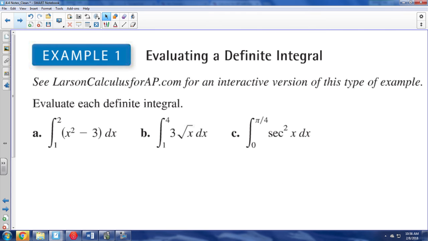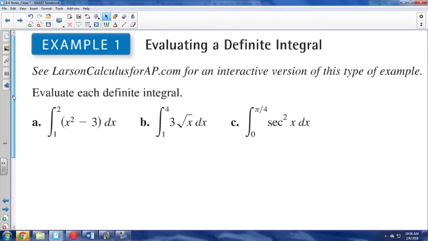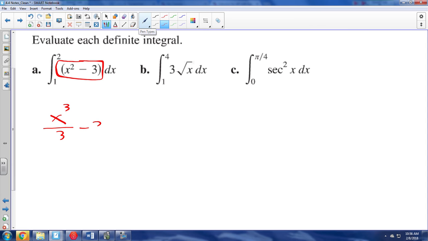Okay, so let's do some problems. Let's start with A. What it says is evaluate the definite integral. We need to antiderive this. So the antiderivative of that is x to the third over 3 minus, not plus, minus 3x. Okay, and that's done. So now here's the notation that you would need to understand. Squiggly bar becomes straight bar. This is just how they notate it. And we put the numbers on it, 2 and 1.